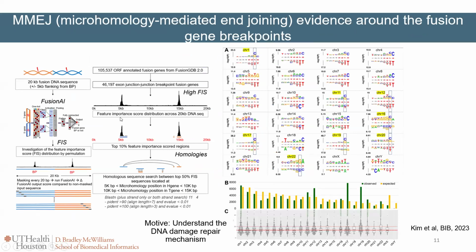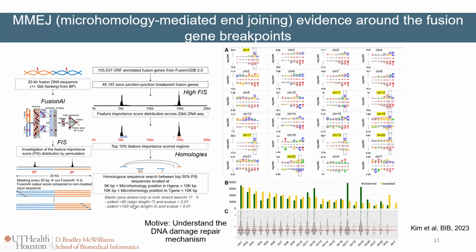And based on when we studied the Fusion AI model, we thought if we can utilize this high feature importance score region, which means that sequence area has a key feature distinguishing fusion gene or not, we may find some genomic evidence of the microhomology mediated end joining. So we tried to find the top high feature importance regions, and we tried to check whether, between the two genes, they have some sequence similarity, sequence homology.